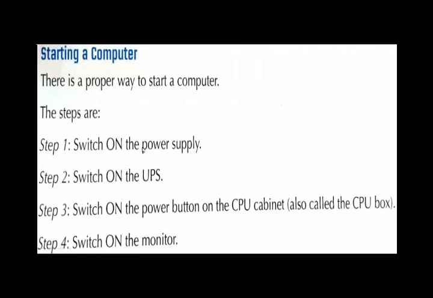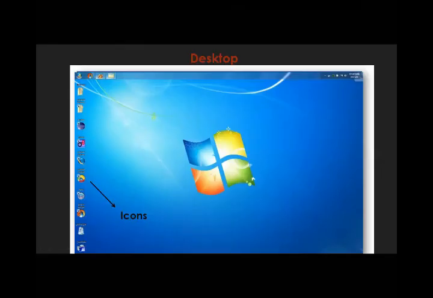First, you will switch on the power supply, then switch on the UPS, then switch on the CPU cabinet. In the last, we will switch on the monitor. This is the proper way to start a computer. When you follow these steps and start your computer, you will see this type of screen. It is called a desktop. What is desktop? The first screen after starting up a computer is called desktop.